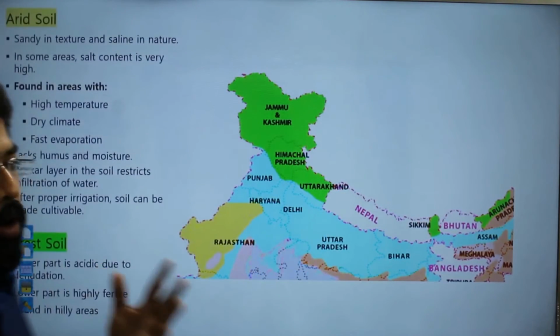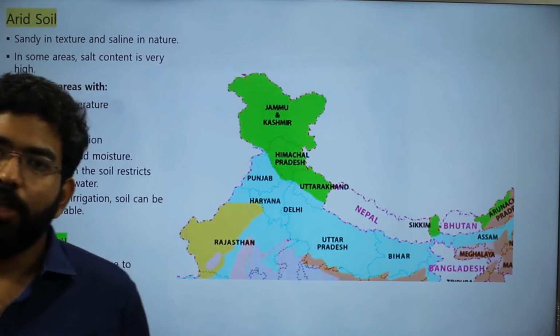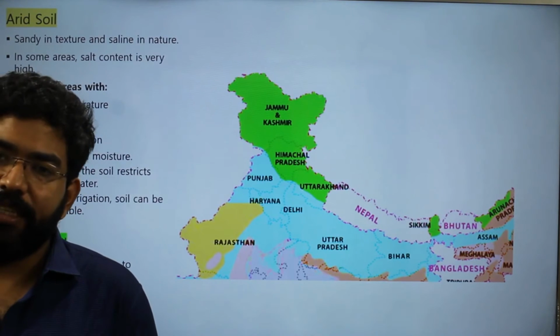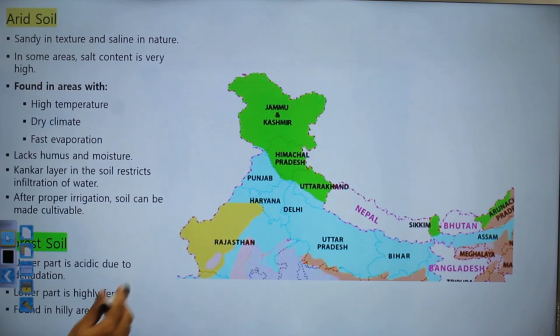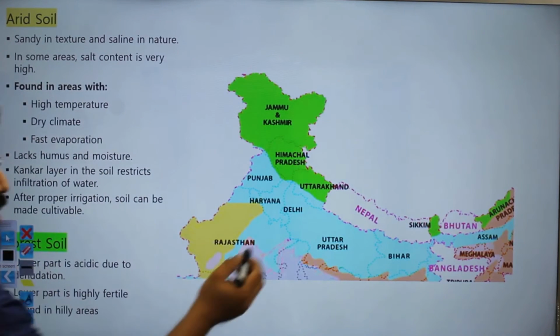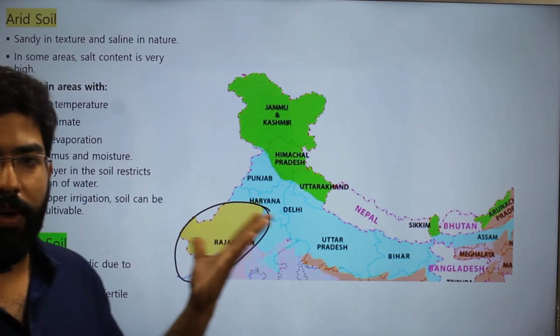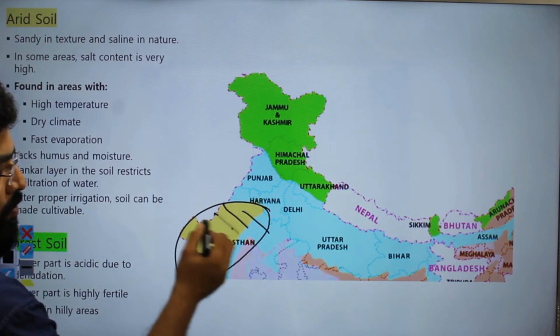Now, moving on to arid soil. Arid soil, as the name suggests, lacks moisture in it. So in regions associated with very low moisture, you have your desert soil called arid soil. So where do we have a desert? We all know the Thar desert in Rajasthan. So you will see that your arid soil is found only in the western Rajasthan, this region.